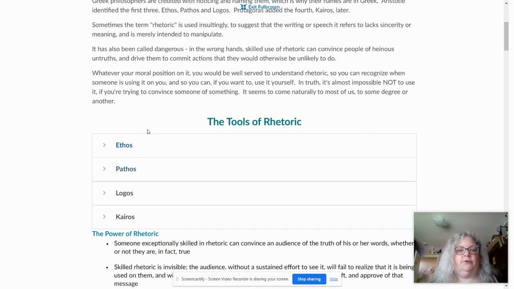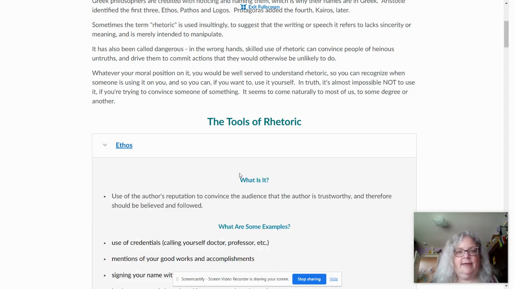So here are the four tools, and you'll see that we've got an accordion going on here. And I'm going to pop these open one at a time. So the first one is ethos. What is it? It's the use of the author's reputation to convince the audience that the author is trustworthy and therefore should be believed and followed.